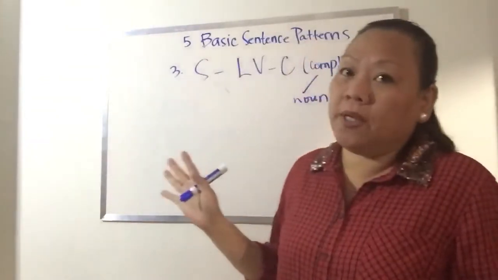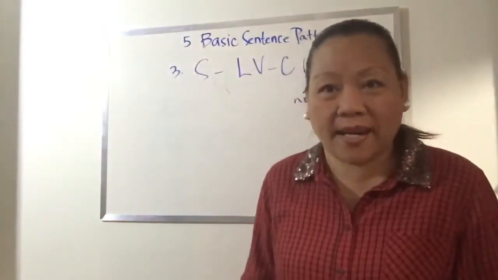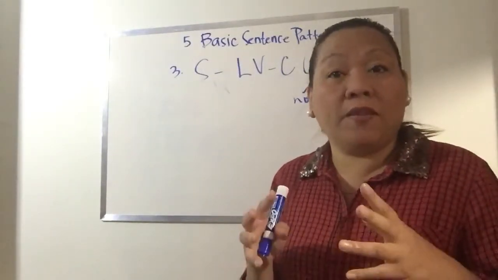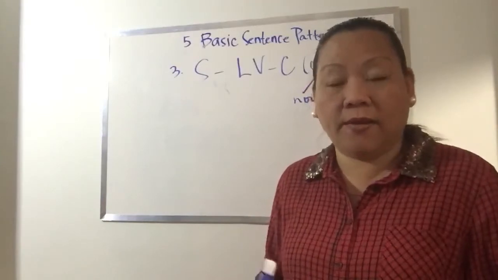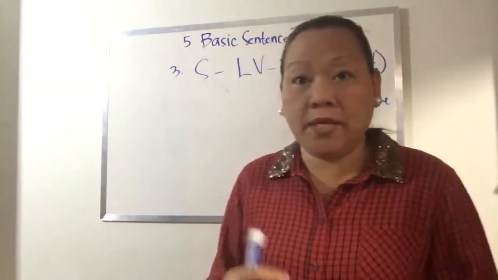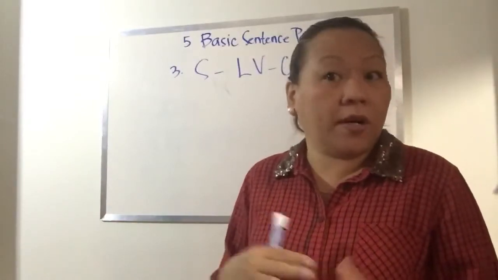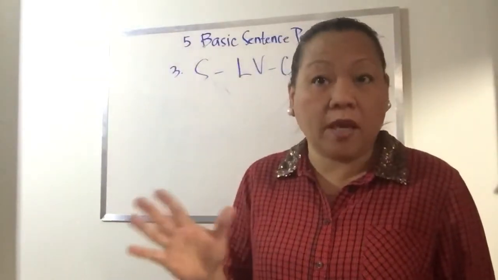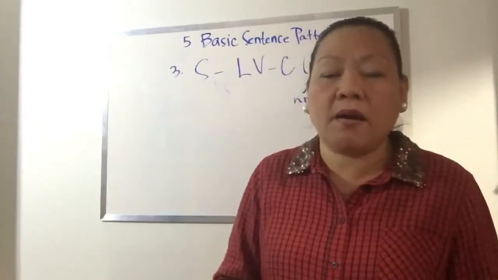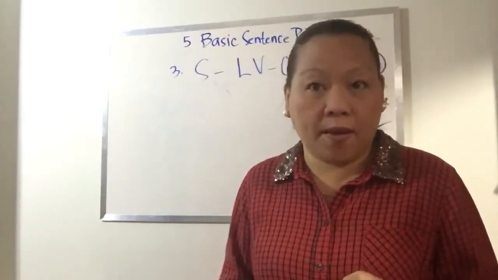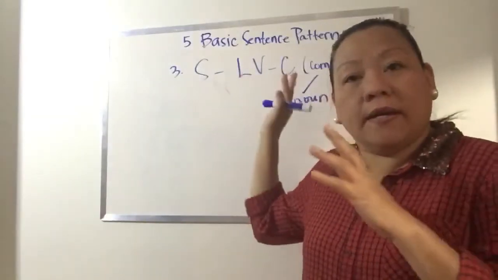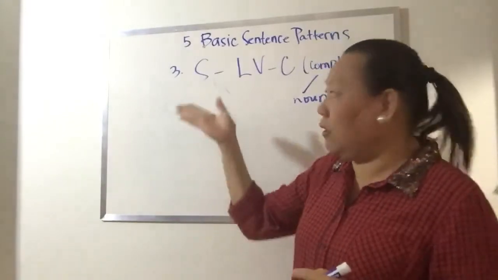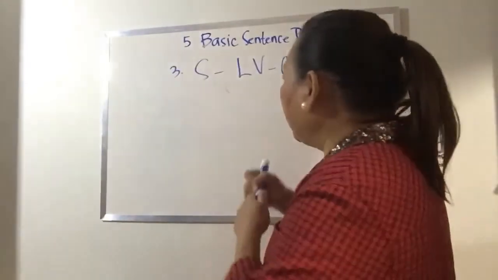Well, a linking verb is, of course, a non-action verb. And the most commonly used linking verbs are forms of the verb to be. For example, the verb to be would be am, is, are in the present, was, were in the past. And of course, there are other special kinds of verbs that we also call linking verbs, like seem, appear, sound, and many other examples. But anyway, with this pattern, the linking verbs or verb to be are used.